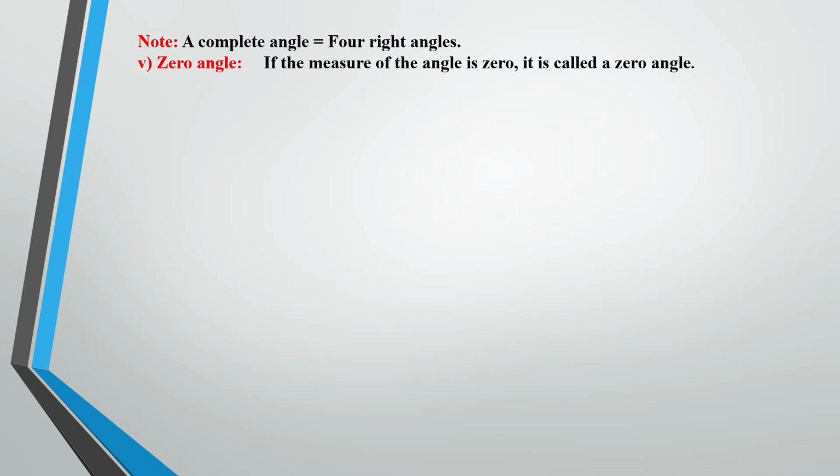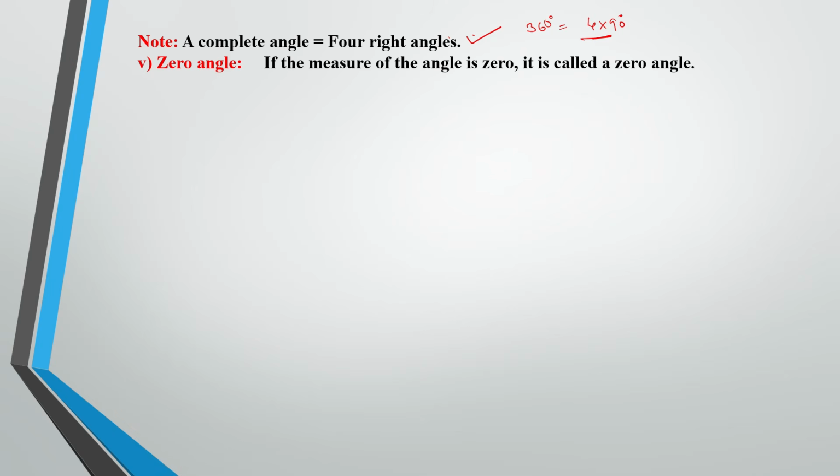Here there is an important note related to the complete angle. We just discussed that a complete angle is an angle whose measure is exactly 360 degrees. We can write 360 degrees as 4 into 90. That is the reason we say that 360 degrees is equal to 4 times a right angle. You need to notice that. So these are the important types of angles that we have discussed.